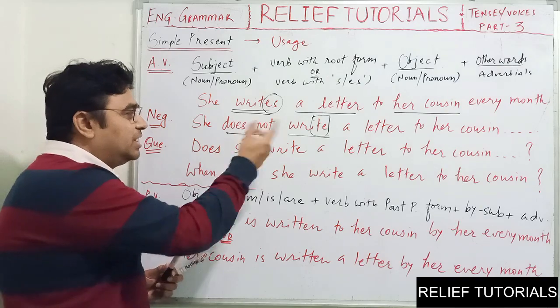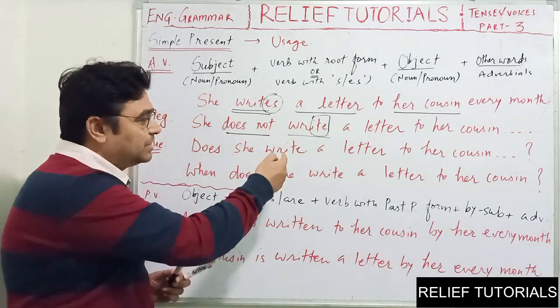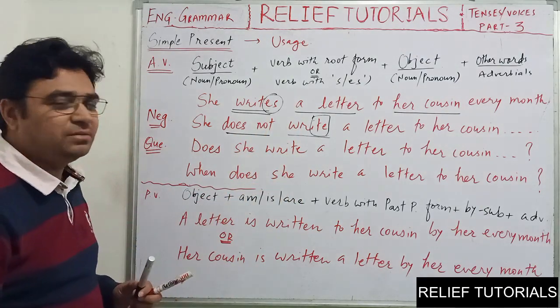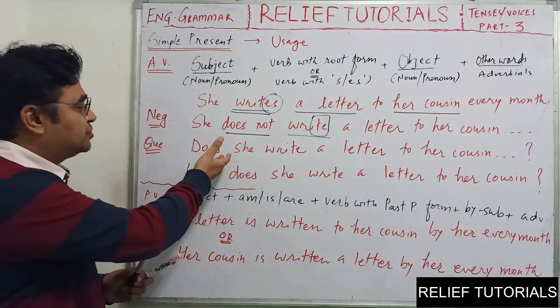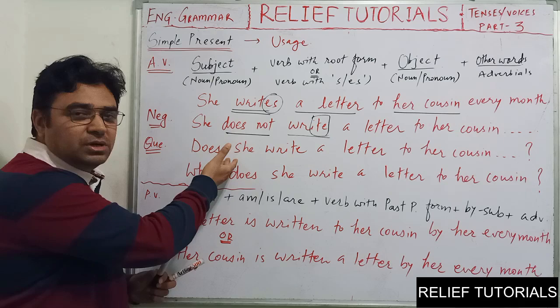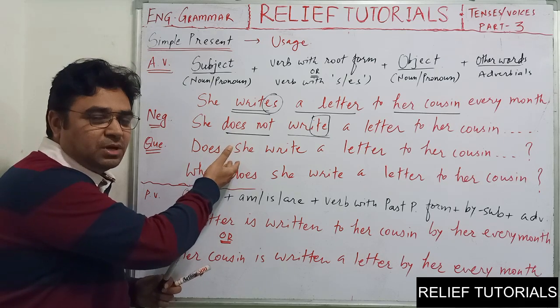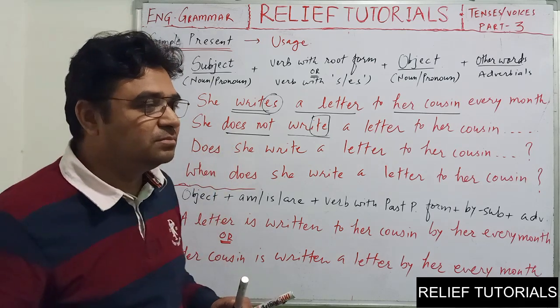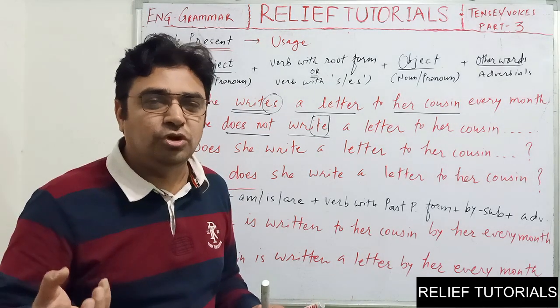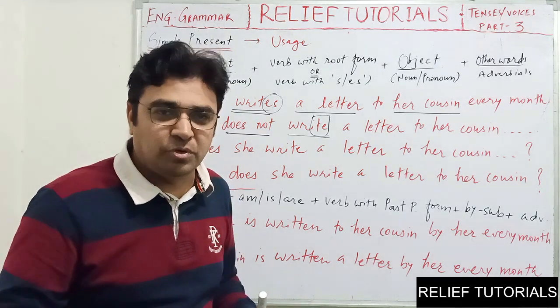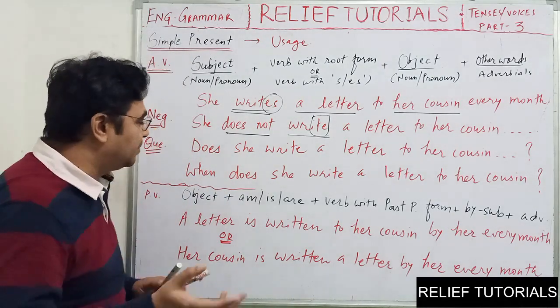Does she, again the root form, write a letter to her cousin every month, every year? Well, this kind of question can be answered in yes or no. This is called a yes or no question. Sometimes questions demand some information in the answer. So if you want to get information, you have to use a question word to ask the question. That question word comes right in the beginning.